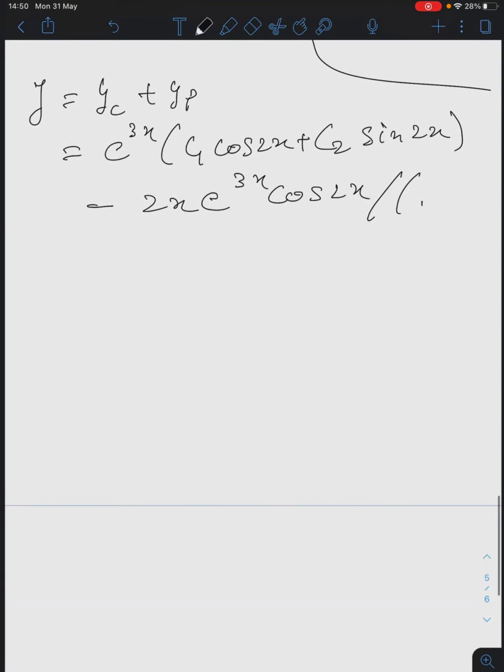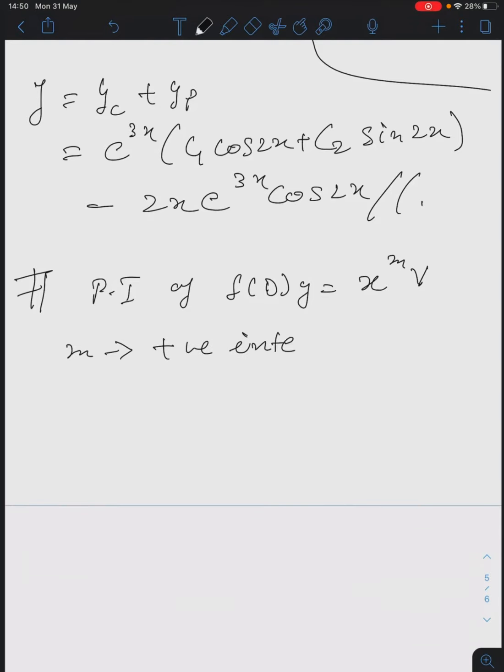Now let us see another one. You need to find the particular integral of f of D y is equal to Q of x, where Q of x is x to the power m multiplied with some function v, m being a positive integer, and v is any function of x.